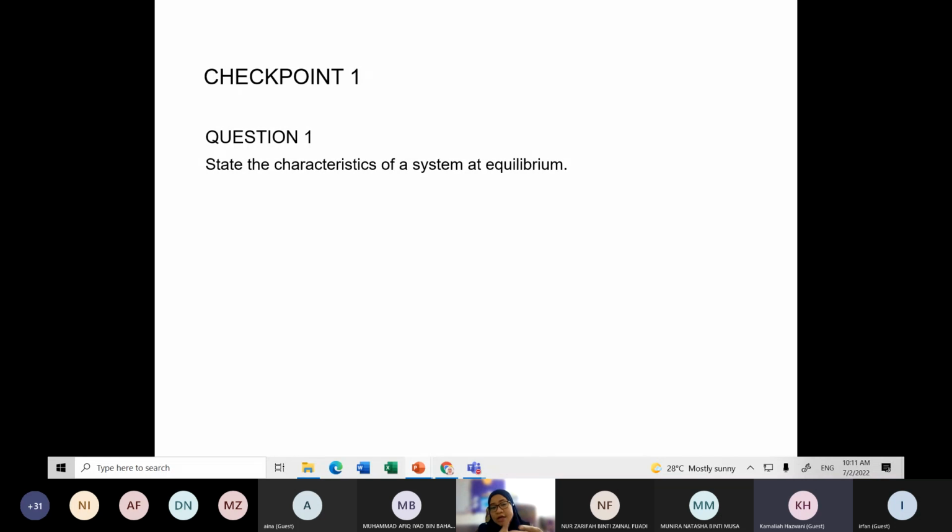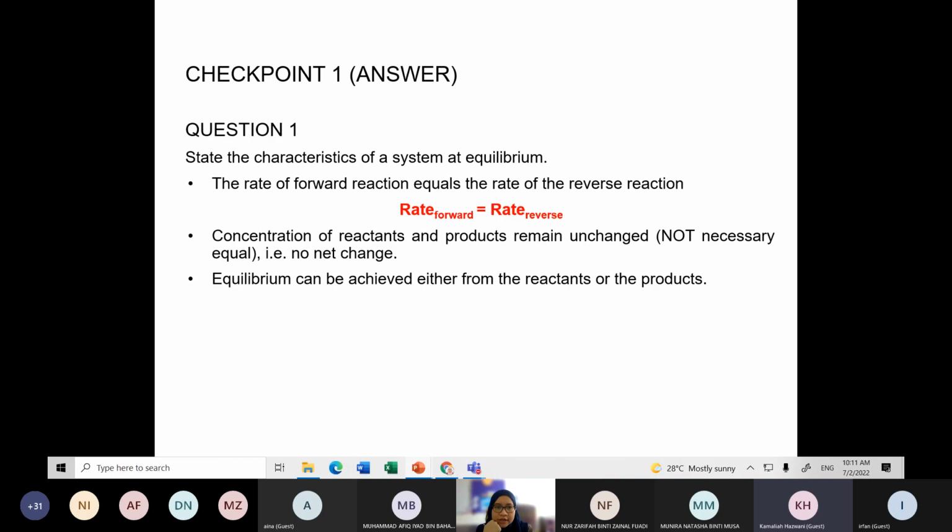So those two characteristics of equilibrium are the most prominent, or most important ones. You have to remember those two characteristics. So we have this in our previous slide: the rate of forward reaction equals the rate of reverse reaction, and the concentration of reactant and product remain unchanged, but not necessarily equal. That means there's no net change.